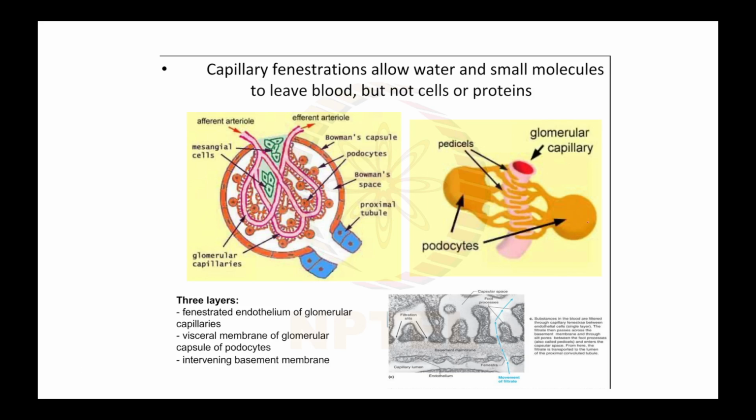Here you can see these are the podocytes, and these foot-like projections are called pedicels. This is the glomerular capillary, here the blood is flowing. And this is again the same section: afferent arteriole, efferent arteriole, and these capillaries are covered by the podocyte. A single podocyte is covering, and again the same thing. So there are three layers: the fenestrated endothelium of the glomerular capillaries, then the visceral membrane of the glomerular capsule with podocytes, and the intervening basement membrane.